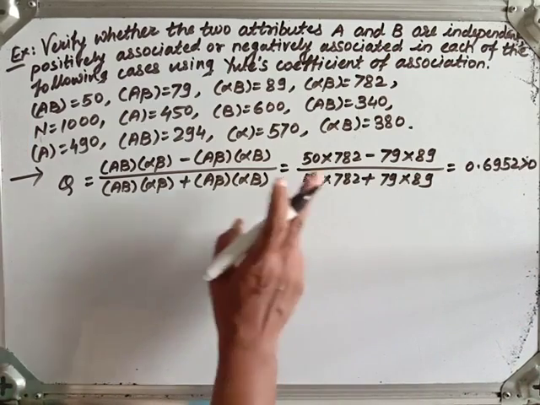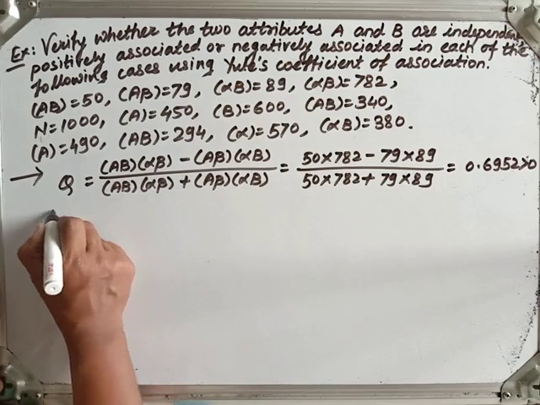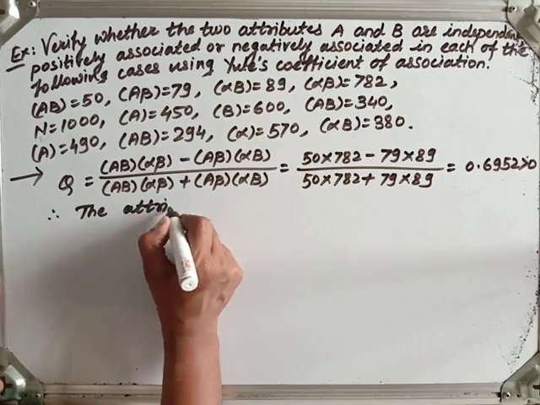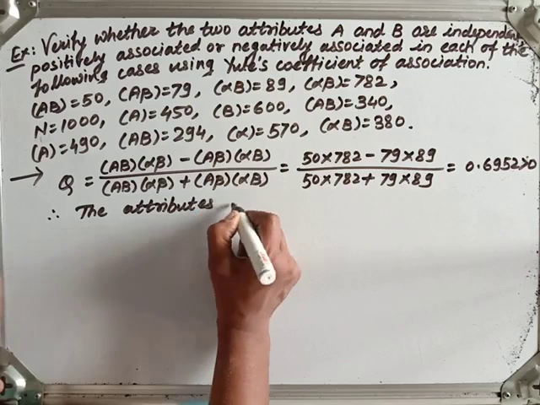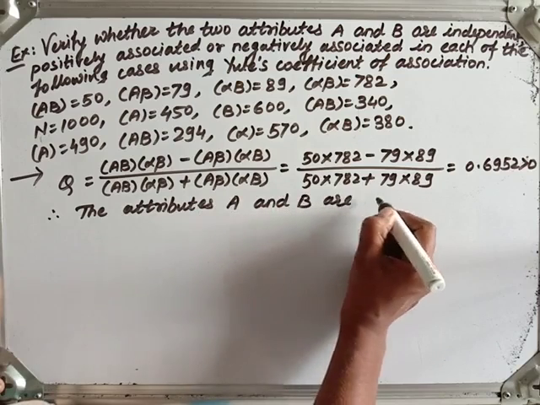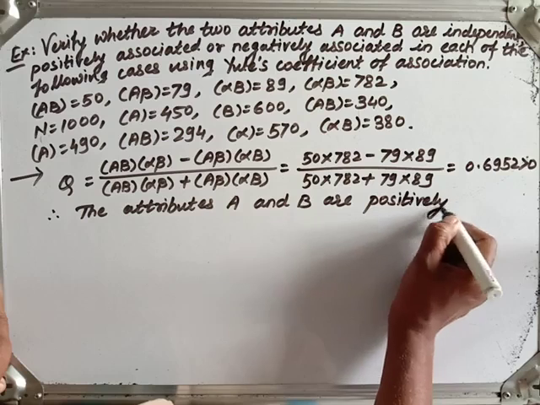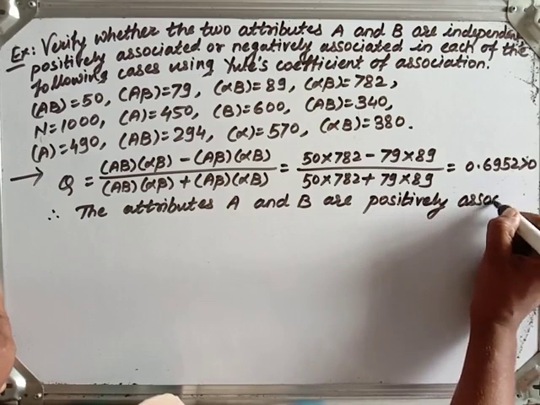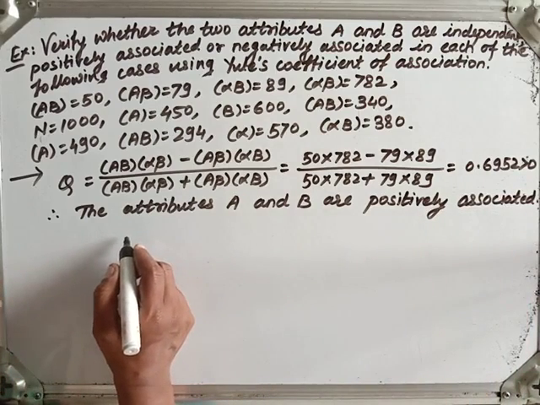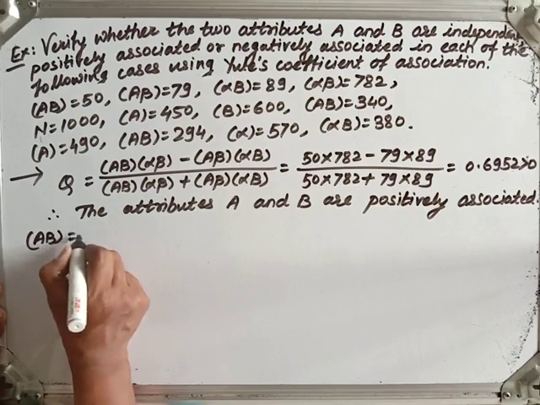So, from the interpretation of Yule's coefficient of association, we can say here the attributes A and B are positively associated.